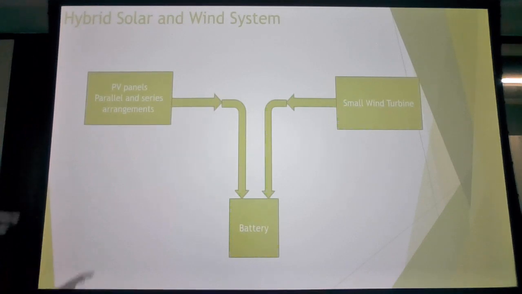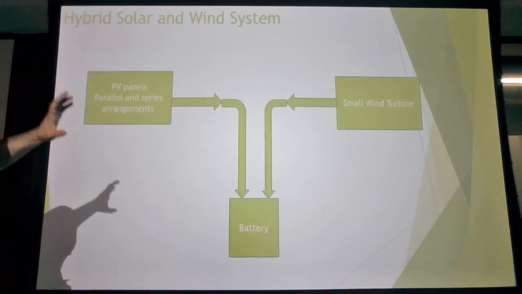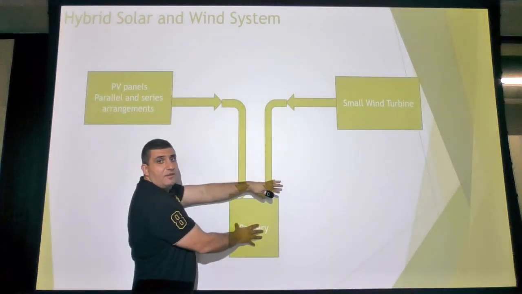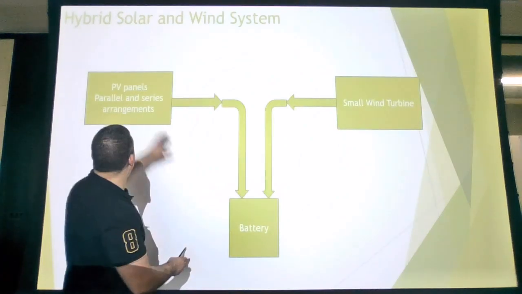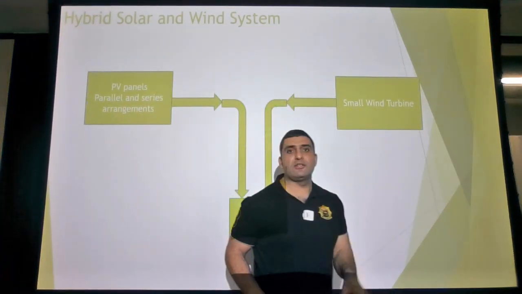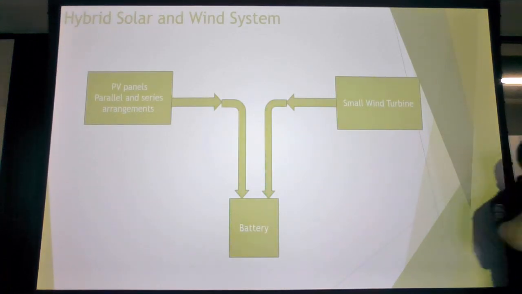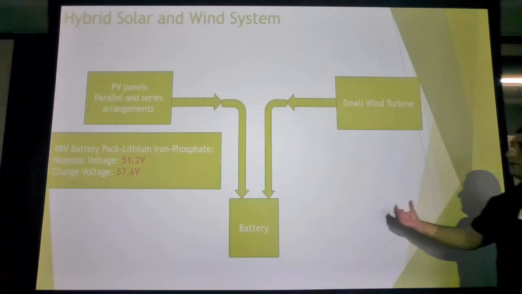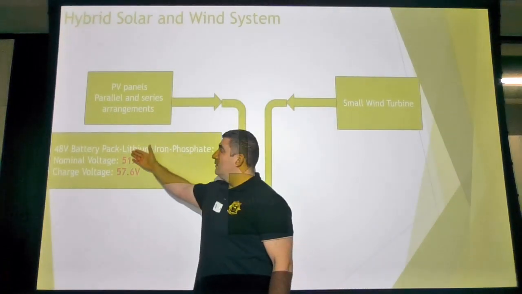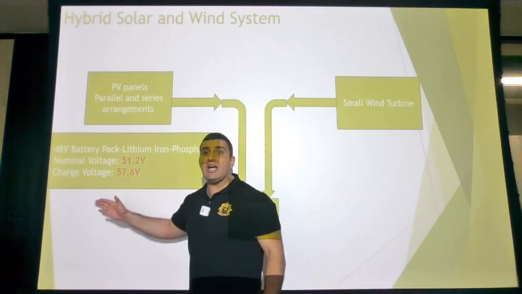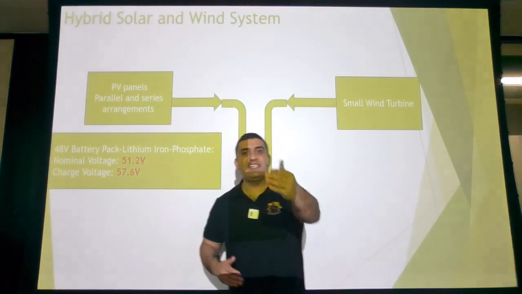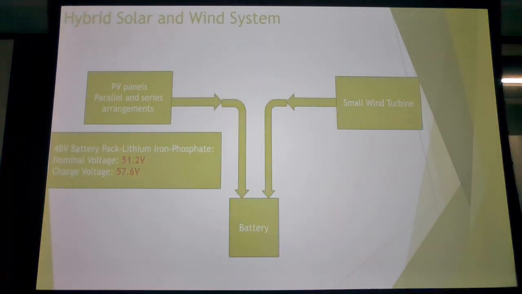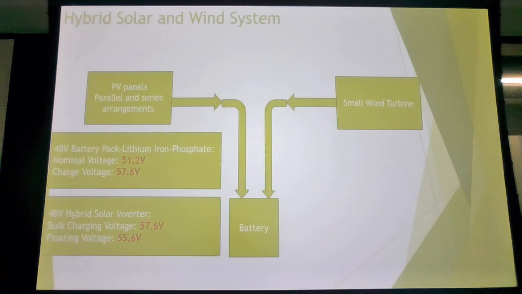Now, pay attention. When I have a combined hybrid solar and wind system, my batteries are fed from the PV panels and the small wind turbine. I have my batteries being fed from both. We spoke before that my voltage during charge is 57.6, 57, 58 volts. So what will happen?